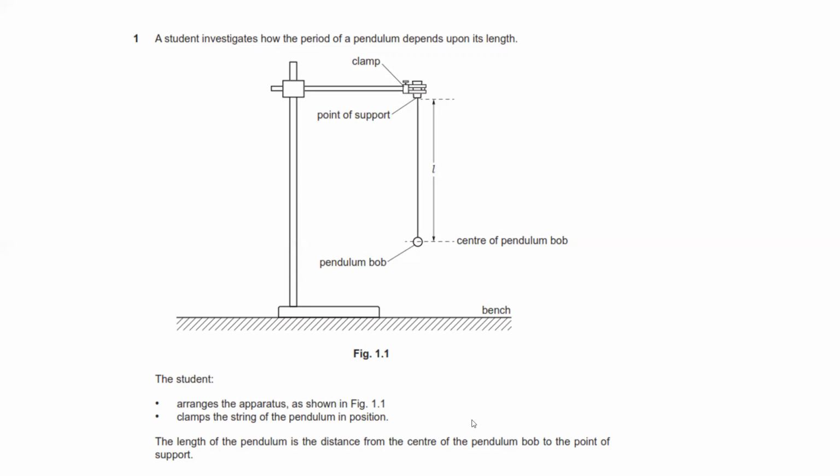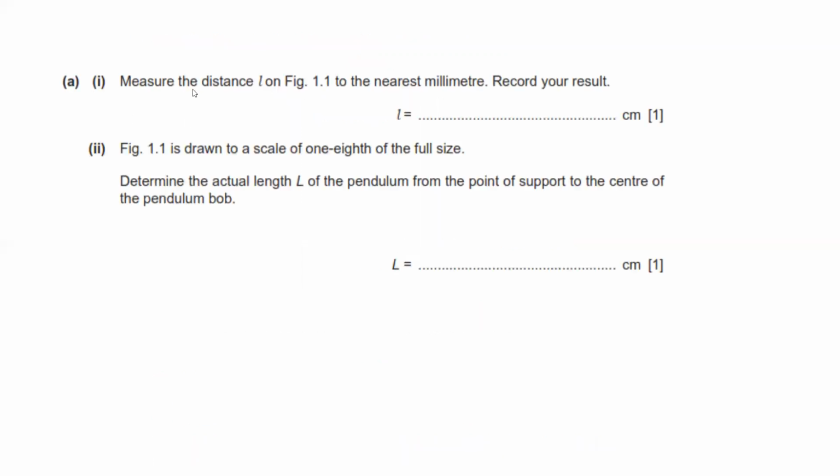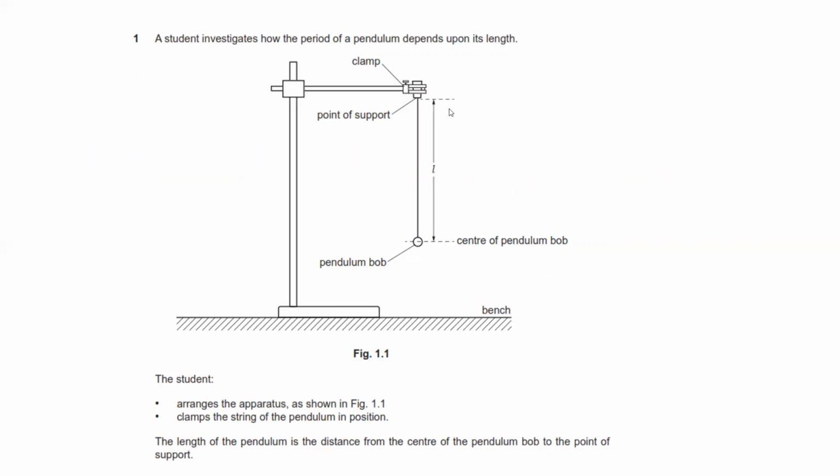The student arranges the apparatus as shown and clamps the string of the pendulum in this position. The length of the pendulum is the distance from the center of the pendulum to the point on the support. First part: measure the distance L on figure 1.1 to the nearest millimeter and record your result. So how to do it? First of all, you need a ruler, and you have to use that ruler to measure this length.